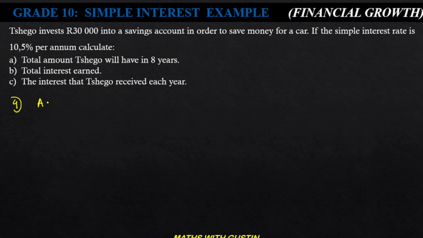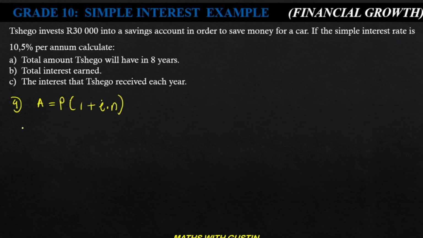So we're going to use this formula, A equals P(1 plus i times n). Please guys, if you're getting lost here and wondering why we are using this formula, please check the video before this one, the lesson on financial growth grade 10, so that you fully understand. Here we're solely focusing on the examples.